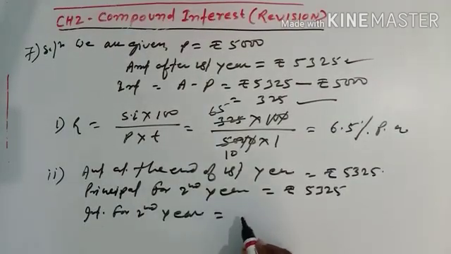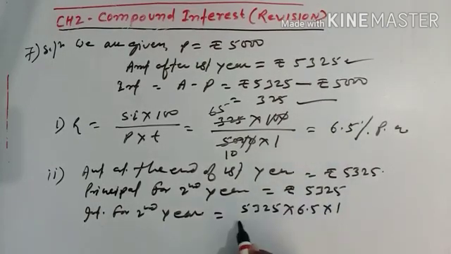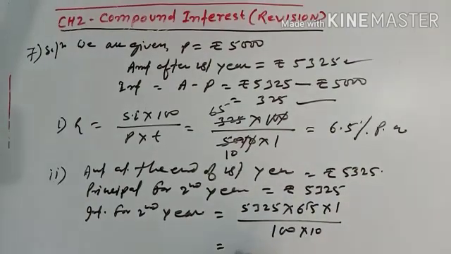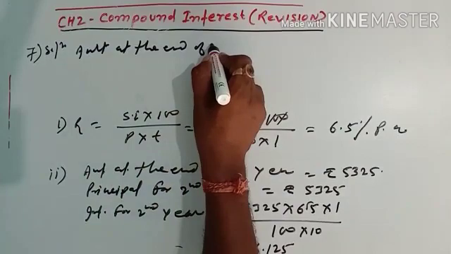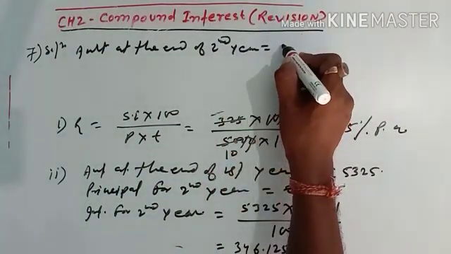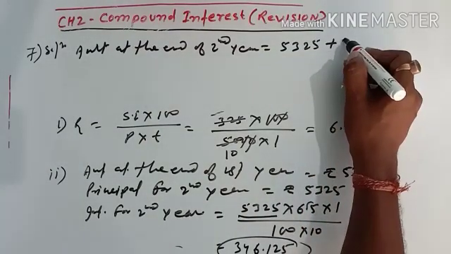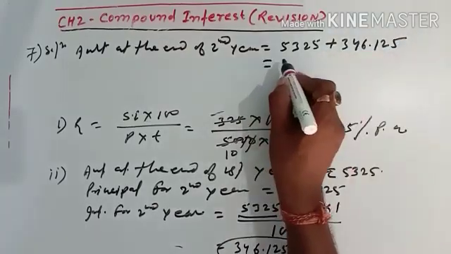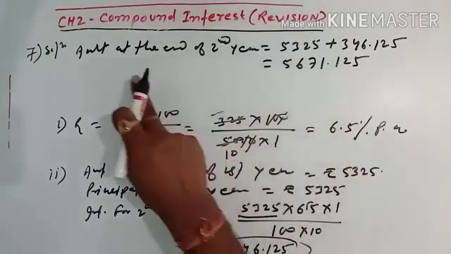Now you find the interest for the second year. What is the interest formula? Principal, that is 5325 into rate, that was 6.5, into 1 by 100. Now you just calculate, you will get 346.125. This is the interest for the second year. Now we will add it to the principal to get the final amount. Amount at the end of second year equals principal, 5325, plus interest, 346.125. When you add these two, you will get 5671.125. This is the final amount at the end of second year.